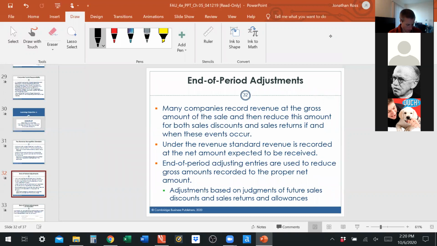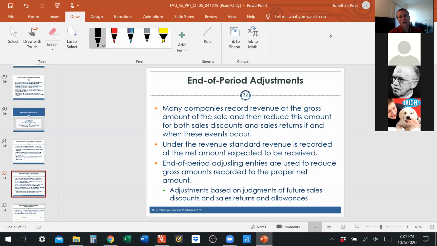But GAAP changed slightly, and what they say is that when you originally sell the 10 items to them, you should make an estimate. How much do you think they're going to return to you? And you record the revenue accordingly. So if you expect that they're going to return 2 of the 10, you don't book sales revenue for 10, you book sales revenue for 8.